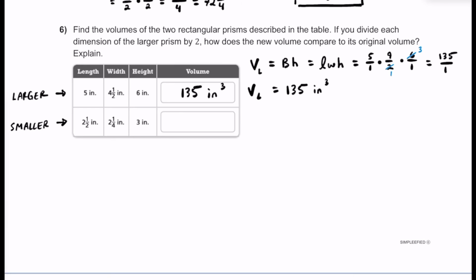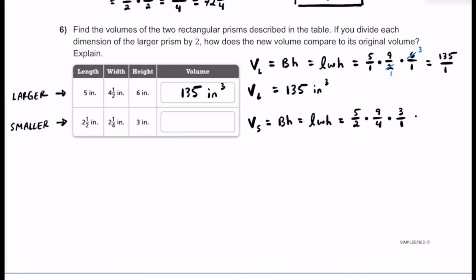Okay, what about the volume of the smaller one? Well, the volume of the smaller prism is also going to use the same formula. So we can go ahead and write this down here. And then the length is going to be 2.5, which is 5 over 2, times 2.25, which is the same thing as 9 over 4. And then 3 as a fraction is just 3 over 1.